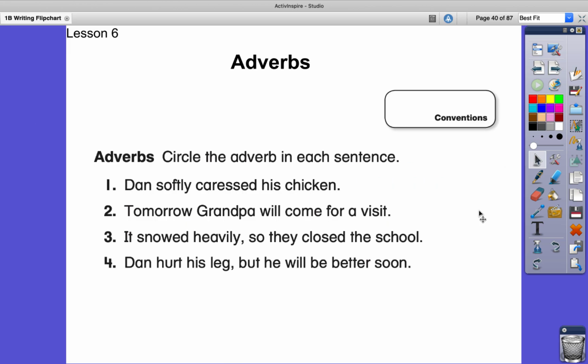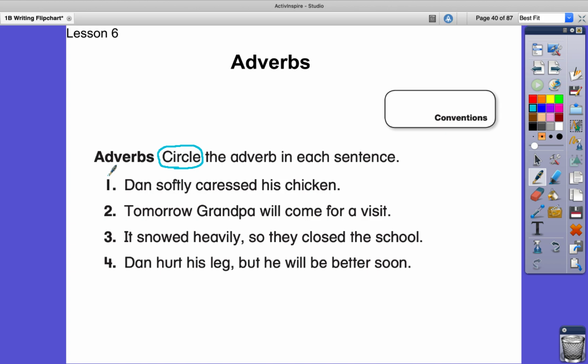Okay, now in your conventions packet, you should open up to lesson 6, have your pencil ready, and we're going to complete this page on adverbs. Adverbs. So circle the adverb in each sentence. So what I always do is I circle the word in the directions, right? Circle to know how we're going to identify these adverbs.